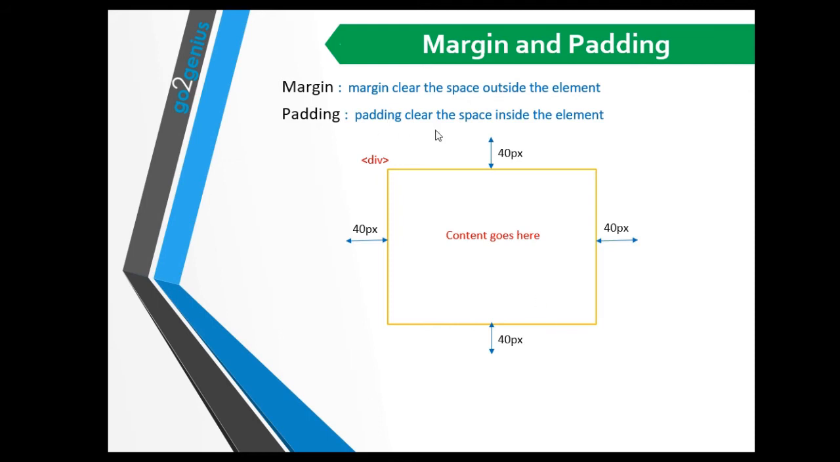Same as we have padding. If we want to clear the space inside the element, then we use the padding. For the content, suppose I am giving 30 pixel padding from each side, then 30 pixel space will be cleared from the top, right, bottom and left hand side for this content. For better understanding, I have made an example for clarity.